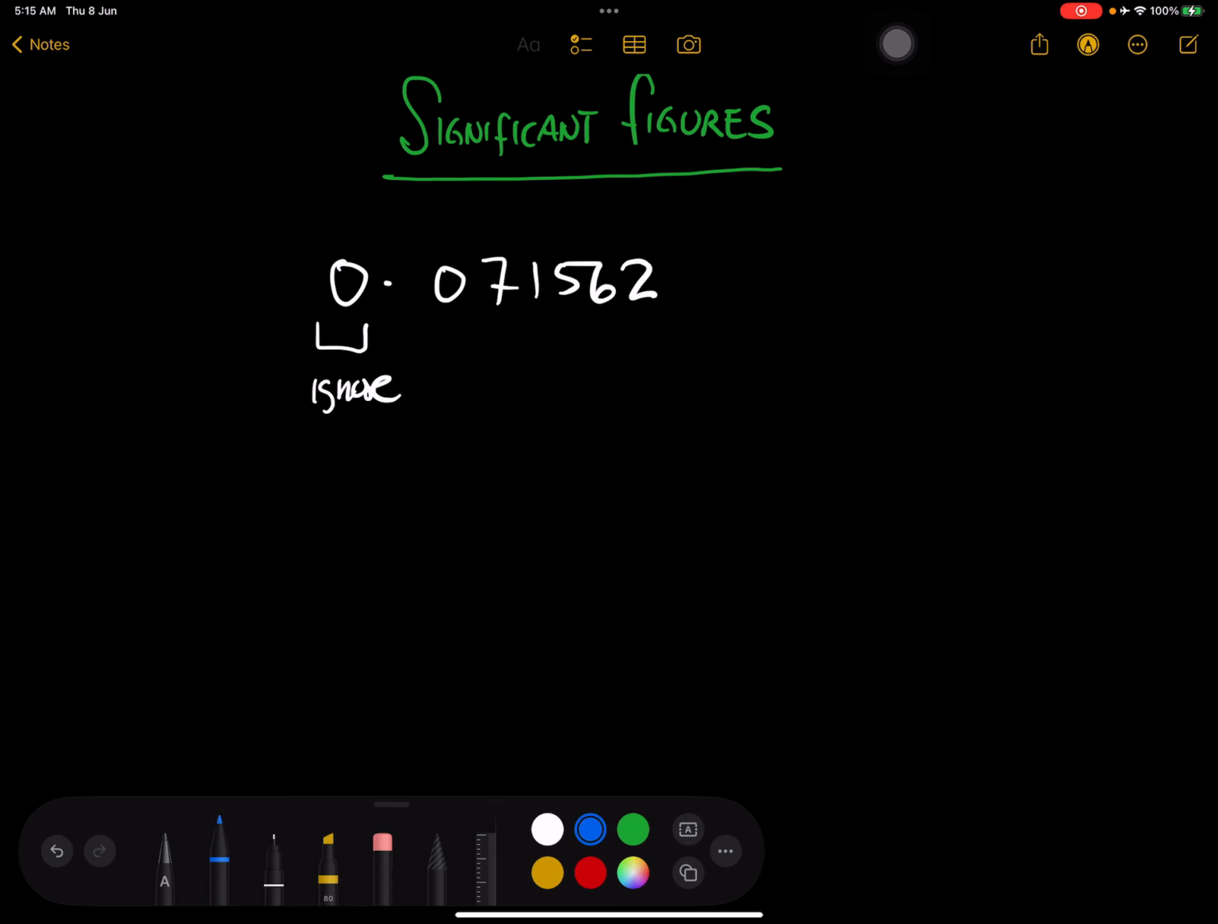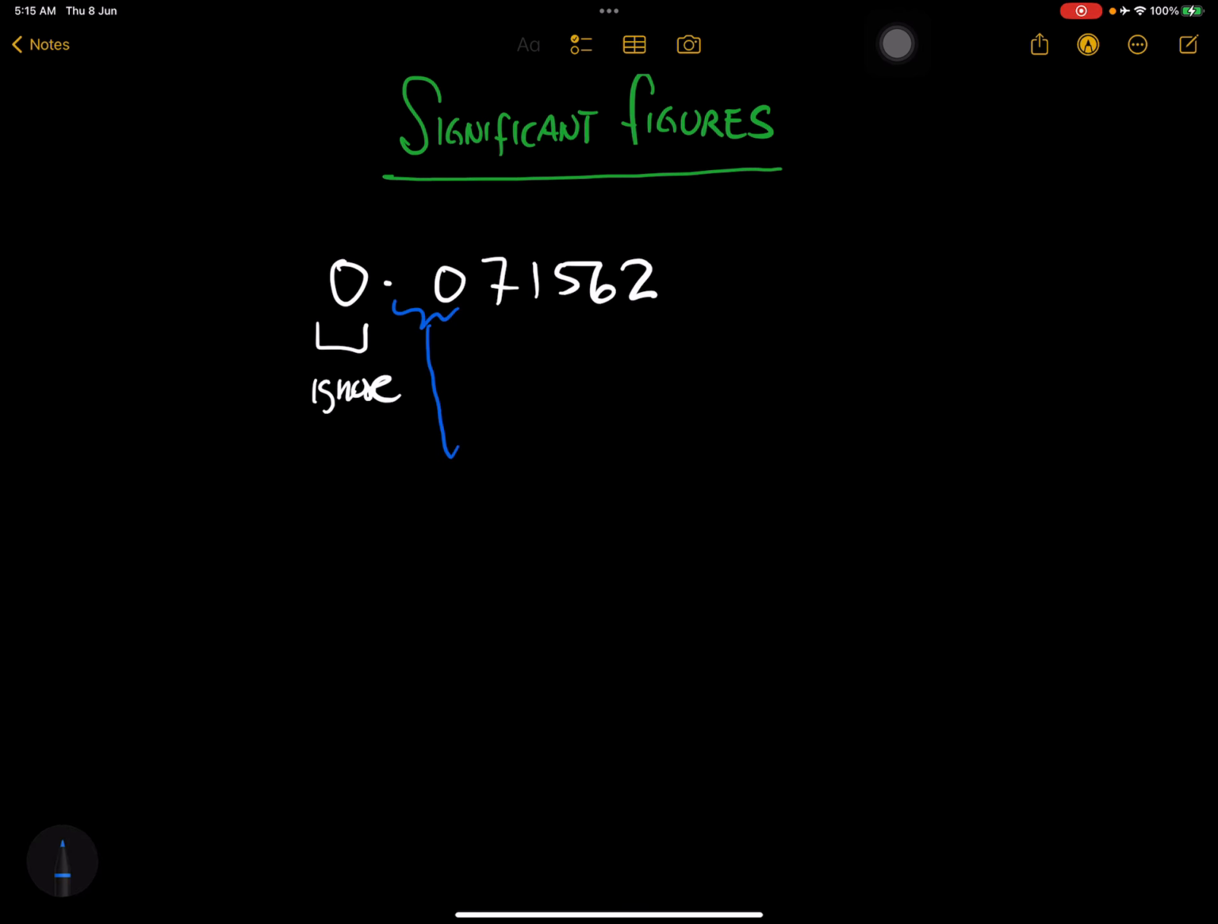Another rule is that if it begins with zero and there's also a zero right after the decimal point, we also ignore that zero. So first rule, if a zero begins the number, you ignore that zero. If a zero comes after the decimal point and a zero began that number, we also ignore that zero. I hope this is clarifying things so far. So let's keep that in mind.